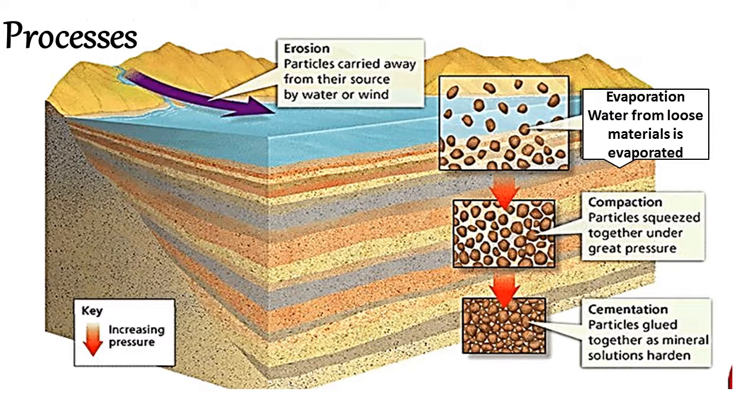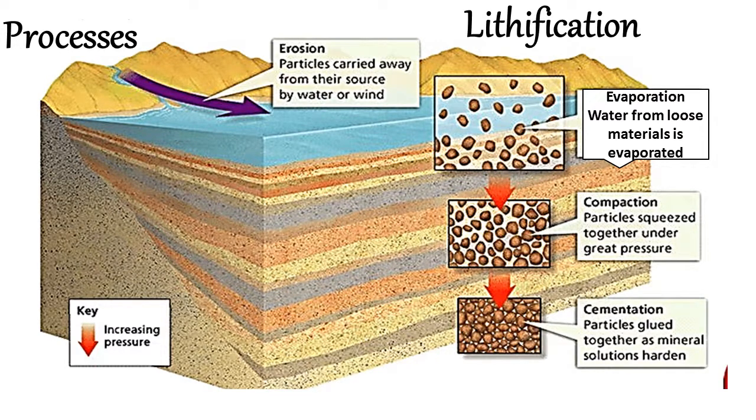The process that converts loose sediments into hard rocks is called lithification. The transported sediments, that means the particles that are carried away from their source by the agent of erosion, are deposited layer upon layer. This builds up pressure and temperature. Three processes are involved in turning the loose materials into hard rocks, and they are evaporation, compaction, and cementation.